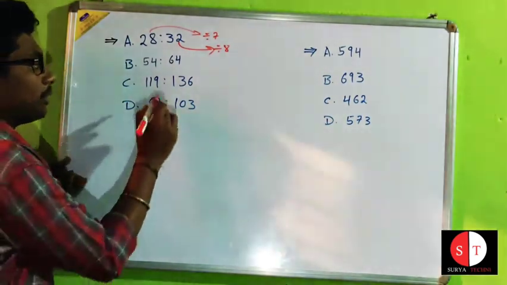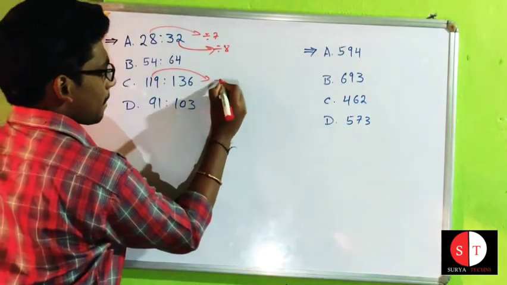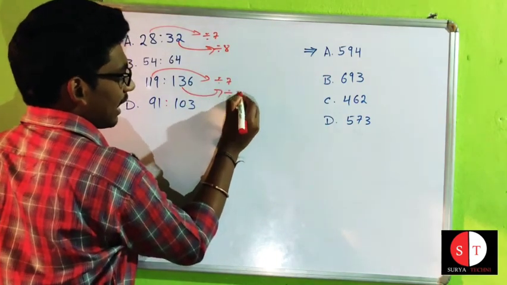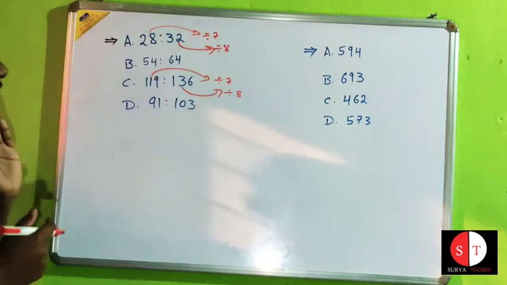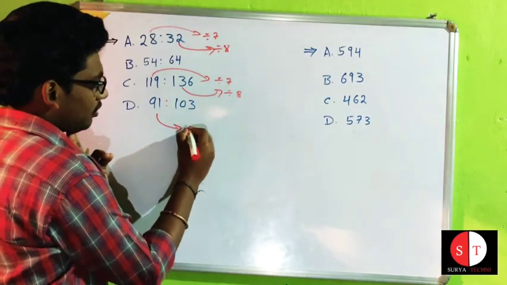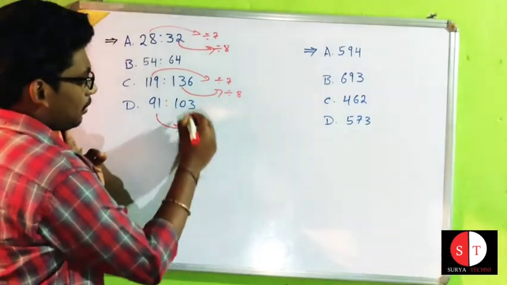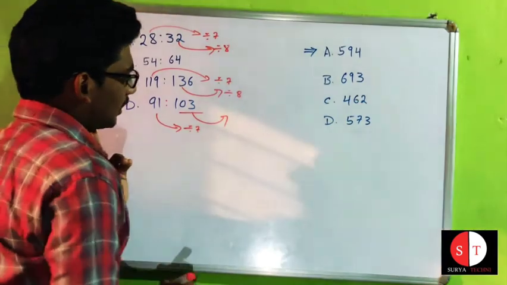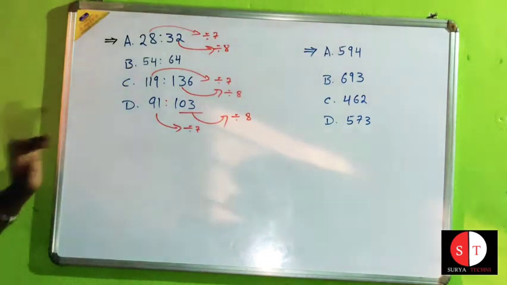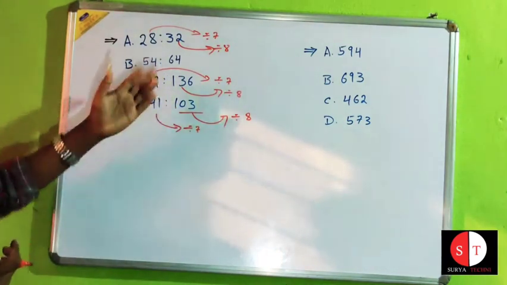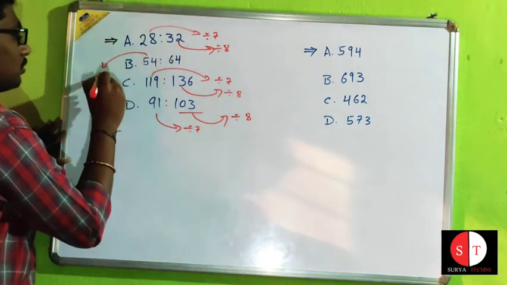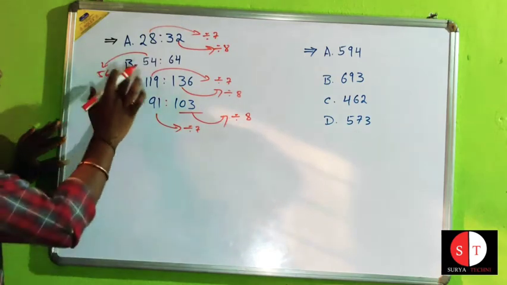So option C, 119 and 136: 119 is divisible by 7 in the 17 table, and 136 is divisible by 8 in the 17 table. Option D, 91 is divisible by 7 in the 13 table, and 103 is divisible by 8 in the 13 table. So the same 13 table and 17 table are divisible by 7 and 8, but this is not. 56 is in the table of 8, but 54 is not.